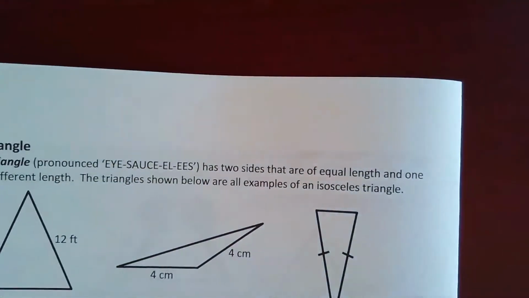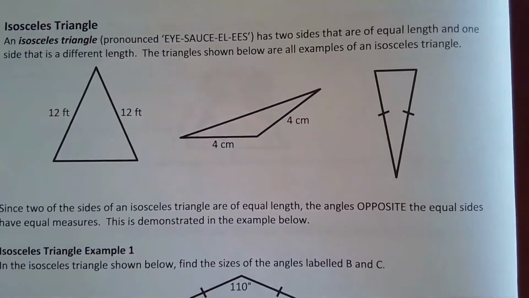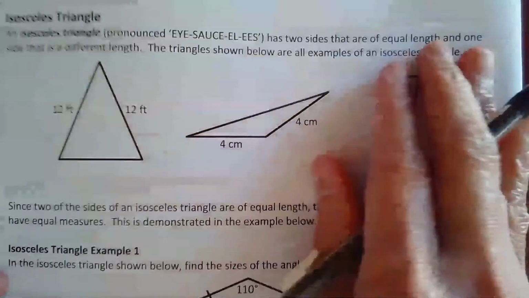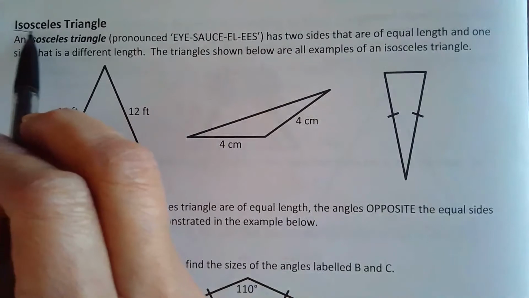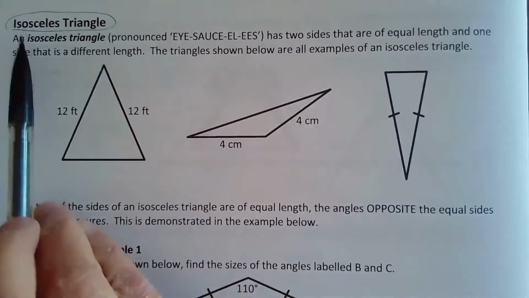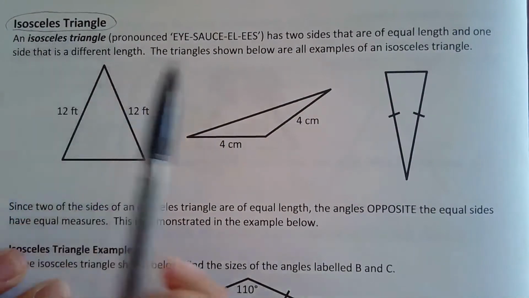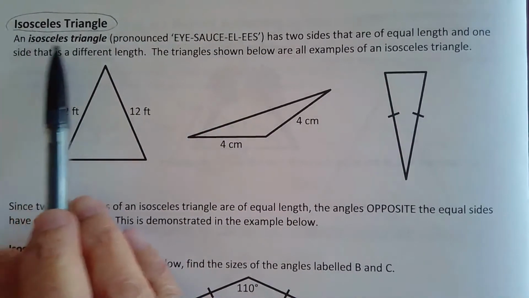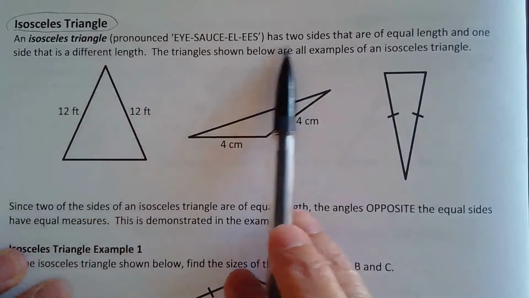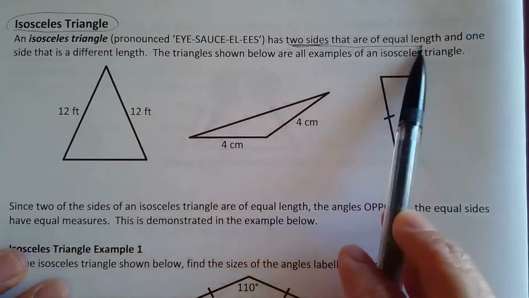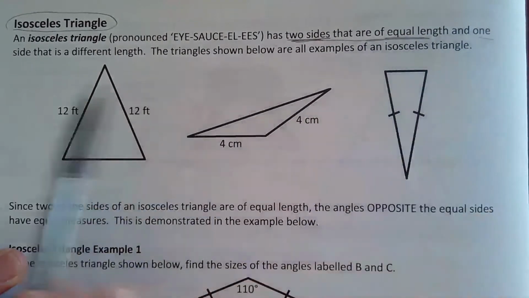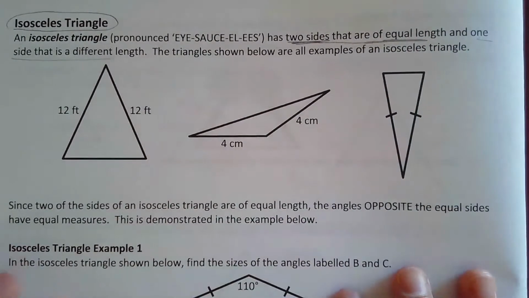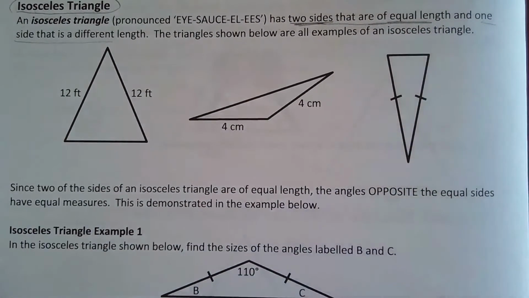So we talked about the equilateral triangle. Equilateral means all 3 sides are equal. Now here's the other type of triangle that is called isosceles. Isosceles, that's how you would say it. An isosceles triangle has 2 sides that are equal and one that is different. The triangles shown below are isosceles. So 2 sides are equal.